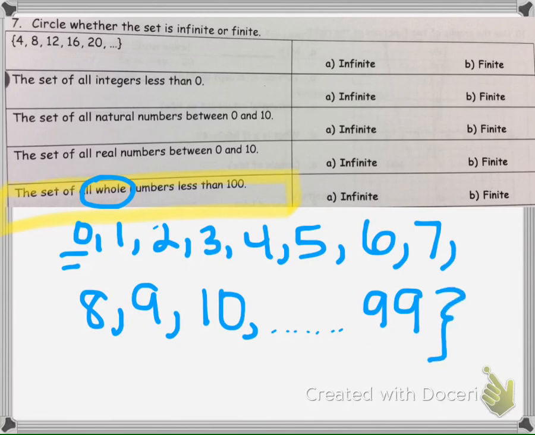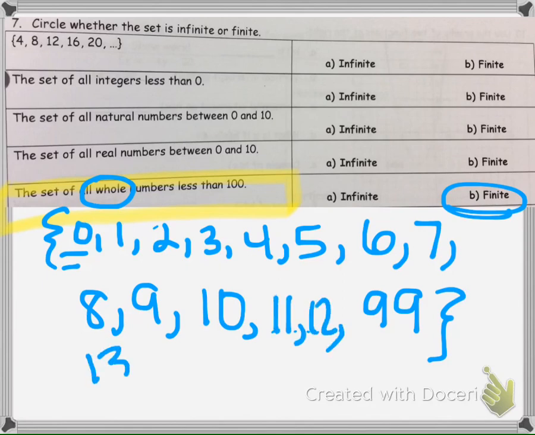So my set is finite because, and I'm not going to list them all for you, just imagine that they're all here, right? 12, 13, 14, etc., all the way to 99. I can list them. Those are 100 numbers that I can list in my set. That's why it's finite.